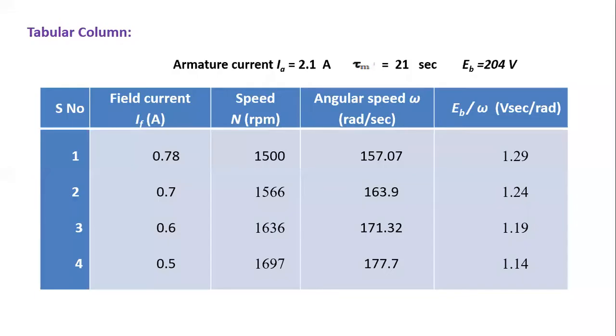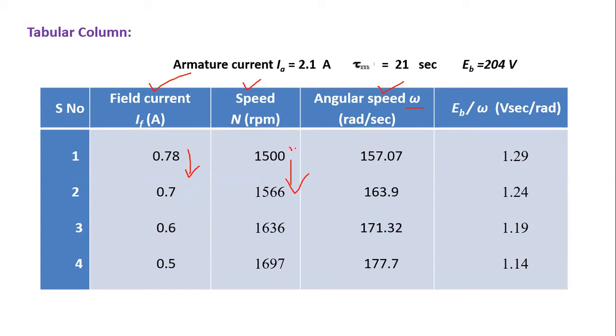Now, once the conduction of this experiment is over, you get these values. This is the field current and this is the speed. By varying the field current, we are checking the speed. In the field control method, we vary the field current and note the speed we get. Once we know these two, we need to calculate the angular speed. Angular speed omega is equal to 2 pi N by 60, where N is the speed.